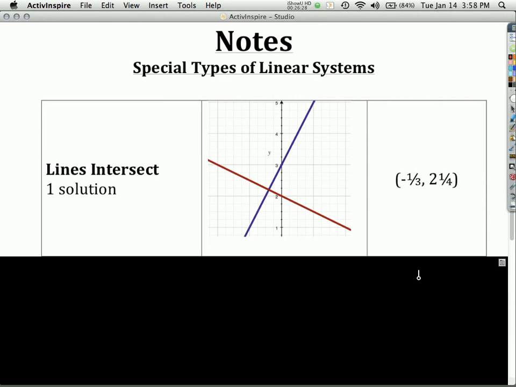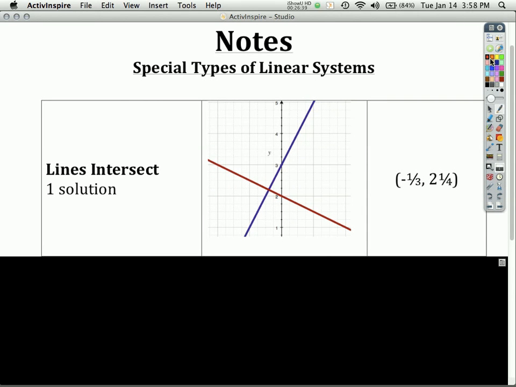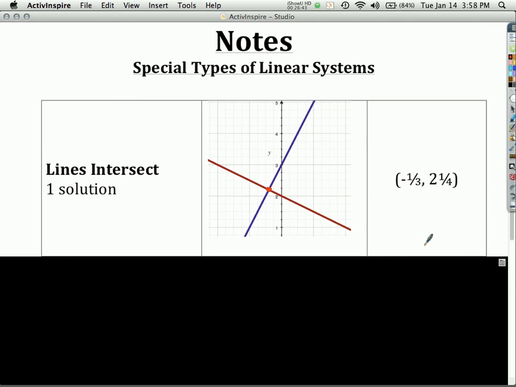What you've learned so far is that a system is supposed to have one solution. And that's because the lines intersect. And that point of intersection is called a solution. And when we write it out on our papers, if we're asked for the solution, we write something like this, an ordered pair. So that's what you already know. But now we have two special cases.